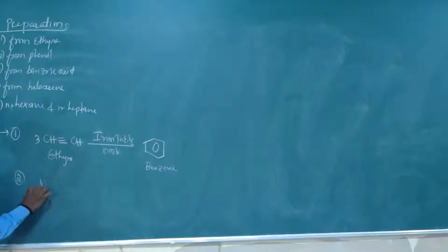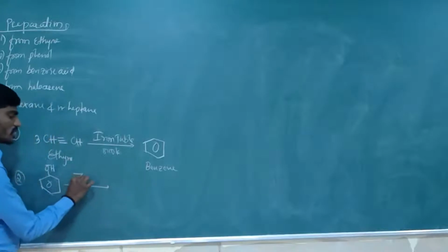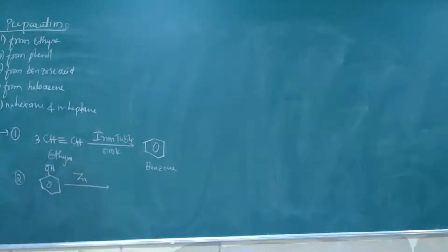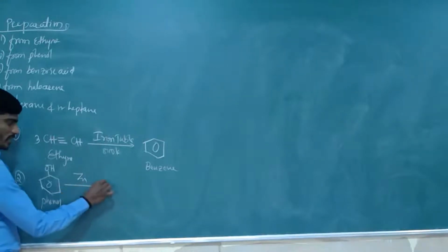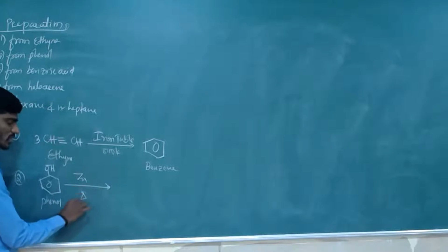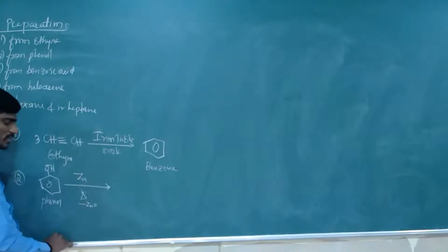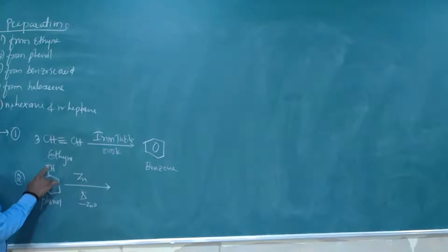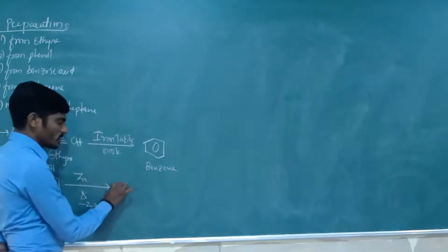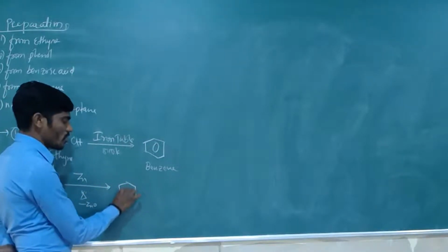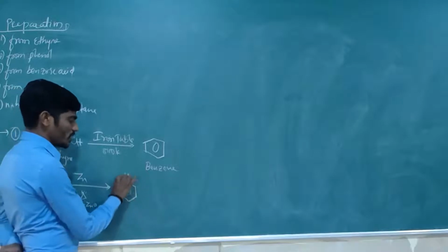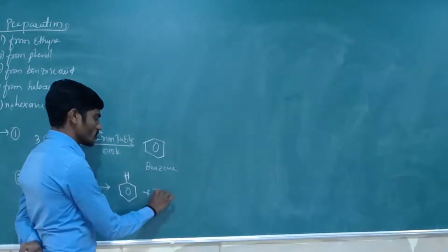Second reaction, from phenol. When phenol undergoes reduction in the presence of zinc dust, this is phenol. When it is heated with zinc dust, zinc oxide is eliminated. So hydrogen remains there, and this results in the formation of benzene plus zinc oxide.